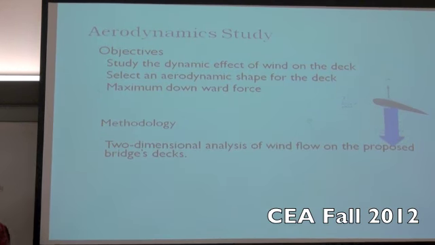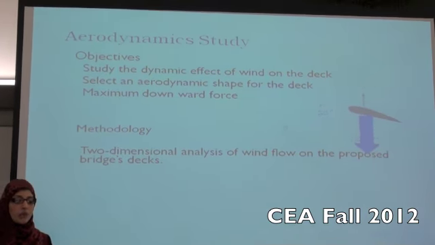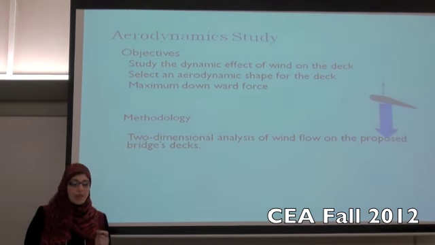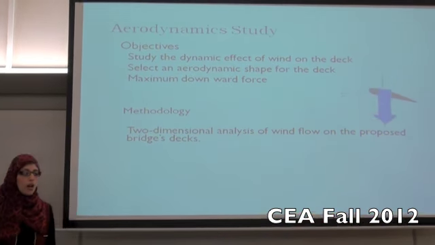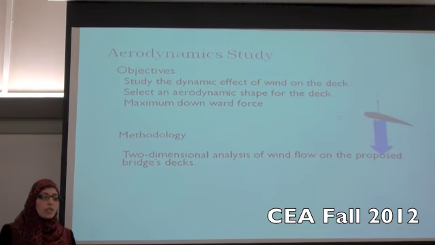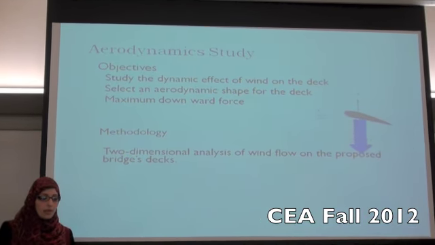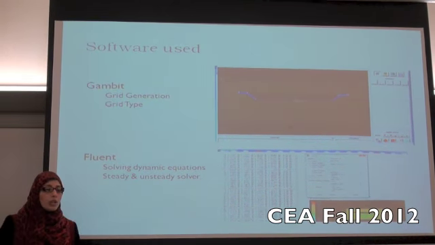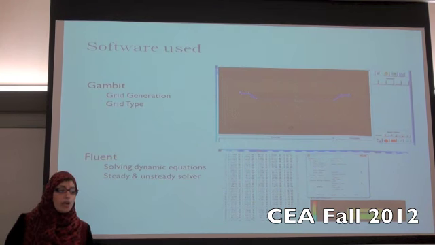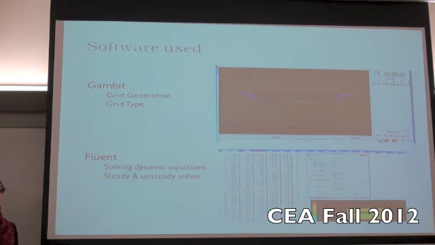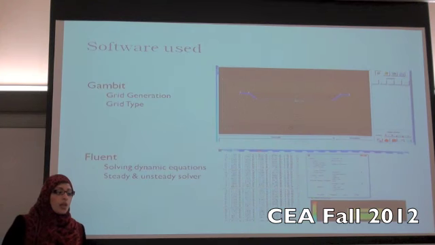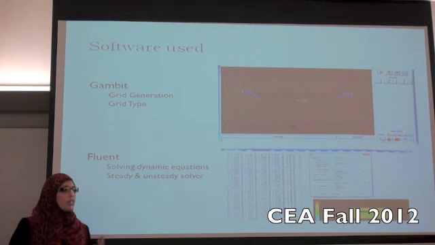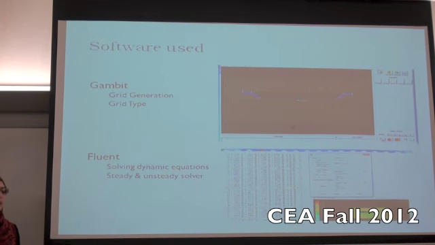Our objective of the study is to select an aerodynamic shape for the deck and to study the dynamic effect of the wind on the deck by maximizing the downward force on the deck. The methodology is a two-dimensional analysis of the wind flow on the deck. The software used is Gambit and Fluent. The model geometry and mesh were created by Gambit, and the analysis was done by Fluent. In Gambit, the model geometry is drawn, and a control volume is drawn around it, representing the wind tunnel.